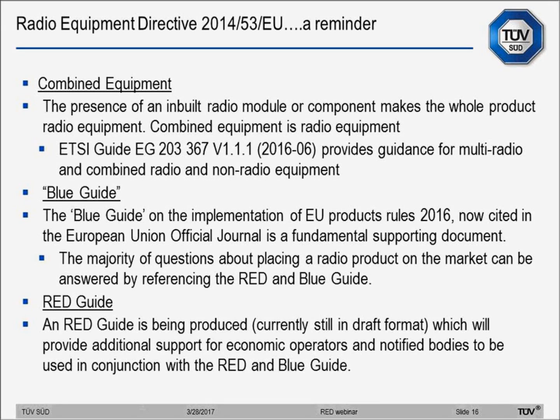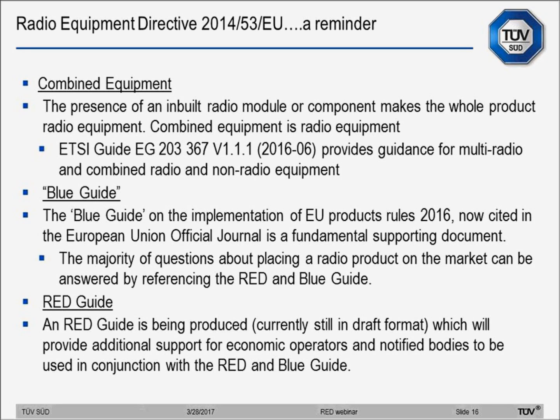The Blue Guide on the implementation of EU product rules 2016, which has now also been listed in the European Union Official Journal, is a fundamental supporting document. The majority of questions about placing a radio product on the market can be answered by referencing the RED and Blue Guide in combination. A further document is the RED Guide, which is yet to be published. It's currently in draft format.